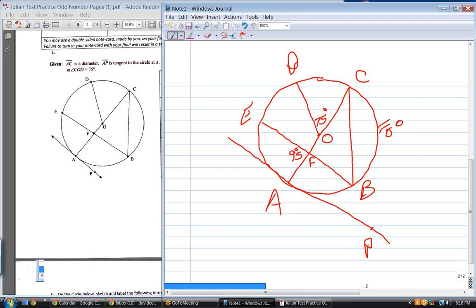So for starters, let's write some other stuff down. What's DC? What's the measurement of that arc? It's 75 times 2, right? It's just 75. In other words, just 75? Whenever you have a central angle, the central angle always cuts out an arc of equal measurement. So that is also 75 degrees.